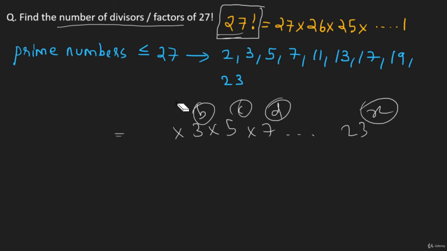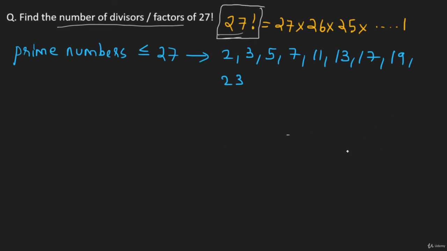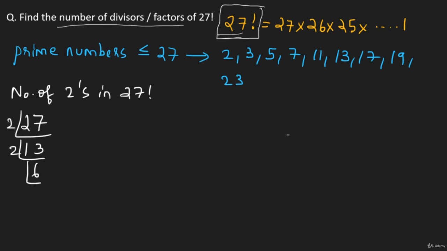Let me make some space over here and let's try to prime factorize 27 factorial. All right, now we start with the number of 2's. If I want to find the number of 2's in 27 factorial, the way is we need to successively divide 27 with 2, right? So 27 divided by 2 gives me 13. I just take the quotient, I ignore the remainder. 13 by 2 gives me a quotient of 6. 6 by 2 gives me a quotient of 3. 3 by 2 gives me a quotient of 1. Now I need to add these numbers: 13 plus 6 plus 3 plus 1, which is equal to 23.